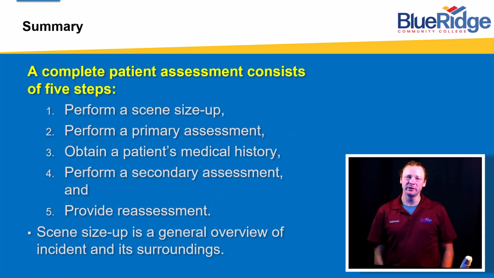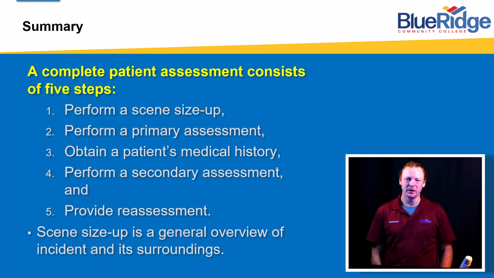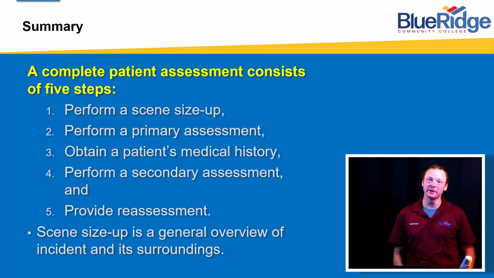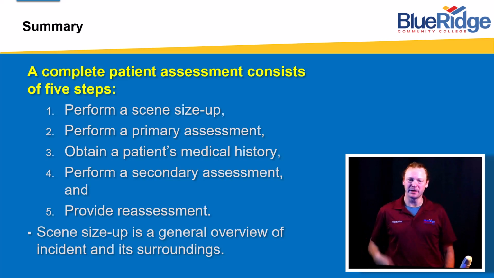Okay, to summarize Chapter 9, remember a complete patient assessment consists of 5 steps. We want to begin with performing a scene size-up, which should take into consideration our scene safety. Perform a primary assessment, where we're looking for any immediate life threats and addressing those. Obtain a medical history of the patient, and then perform a secondary assessment.